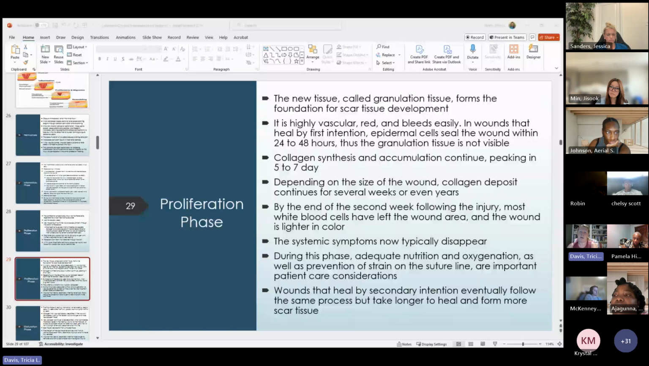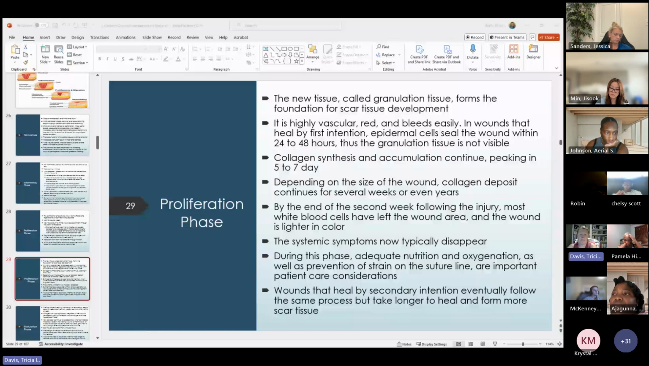So at this point, depending on the size of the wound, that collagen will deposit and, over the next several weeks or even years, start to spread out over that wound. The older you are and the bigger the wound, the longer that it takes. By the end of the second week following the injury, most white blood cells have left that wound area now, and then that wound becomes lighter in color. Usually we don't have any systemic infections at this point.